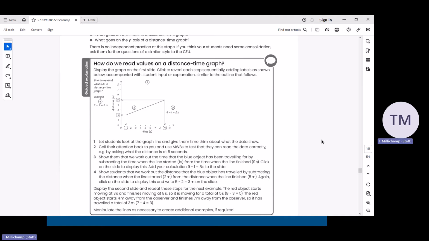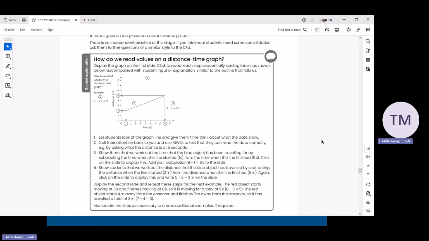The next thing I would do is have a look through the teacher book to have a look at the exact suggestion of how I might explain the particular thing that I'm looking at. So today we're going to be looking at how to read values on a distance time graph.